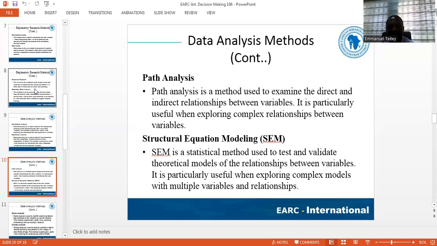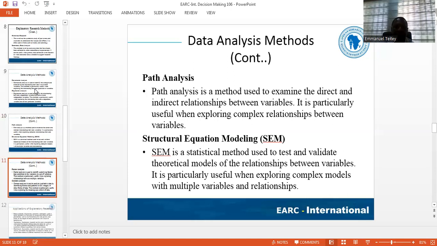Path analysis is a method used to examine the direct and indirect relationships between variables. It is particularly useful when exploring complex relationships between variables. Then we have another data analysis method, structural equation modeling, SEM. SEM is a statistical method used to test and validate theoretical models of relationships between variables. It is particularly useful when exploring complex models with multiple variables and relationships.